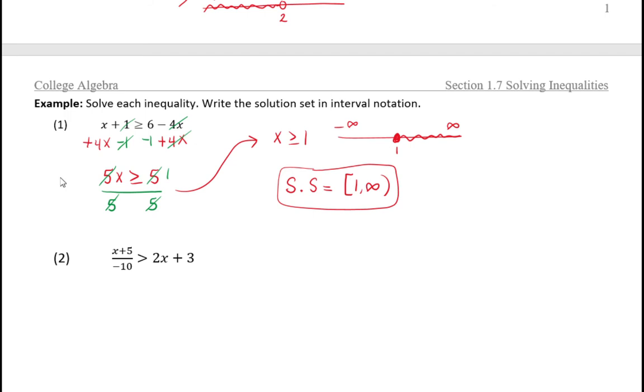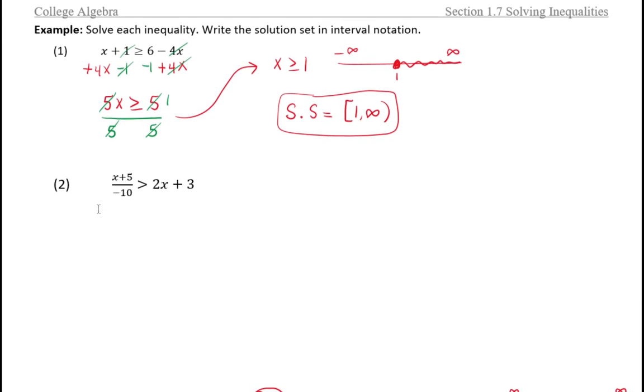Now let's move to the next problem. You need to get rid of the fraction, so you can multiply both sides by -10. So let's just multiply both sides by -10. In this case, this number -10 is negative, so that means you will reverse the inequality. So that's what you need to do.